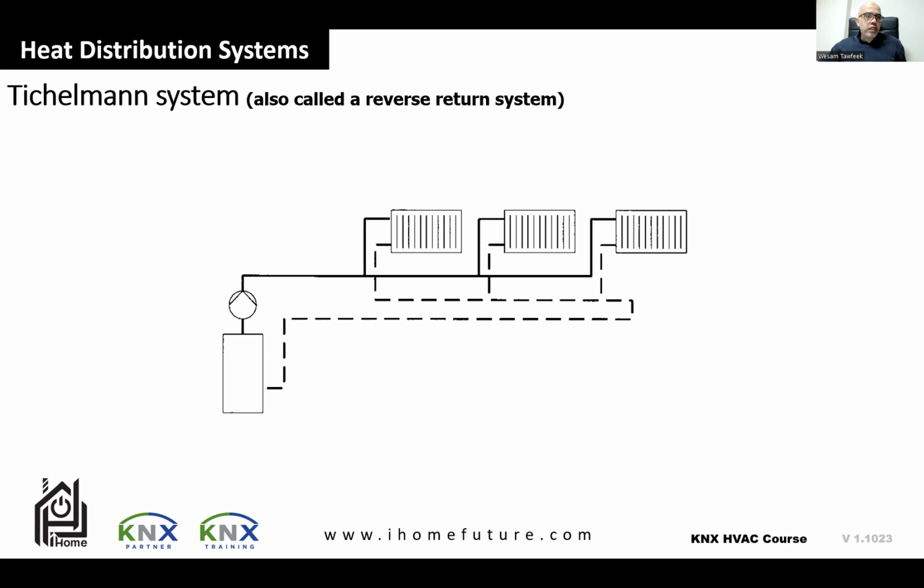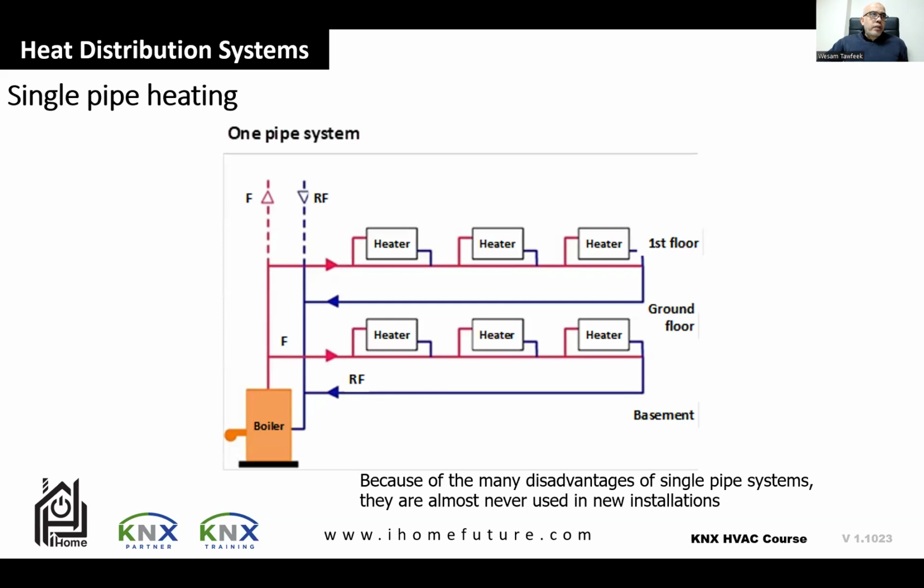Let's take a look. Here is the one-pipe system, single pipe heating. Because of the many disadvantages of the single pipe system, it's not used anymore. But here you have the boiler, and then you have one pipe going to the heater, and the same pipe carries the return flow of water. So it's one pipe.